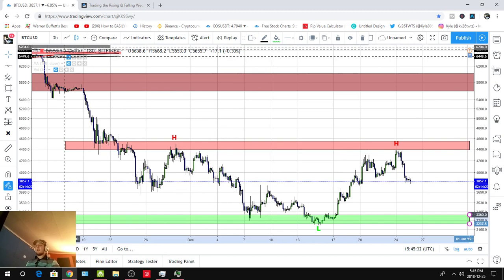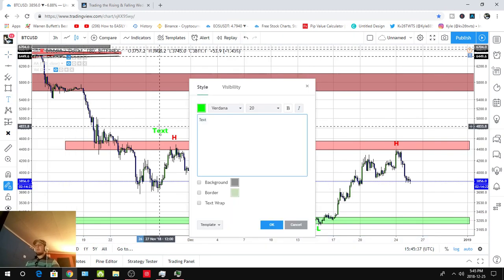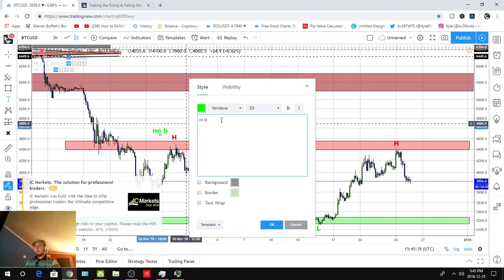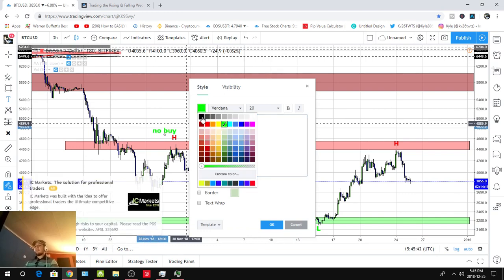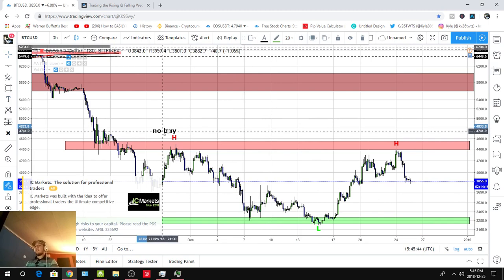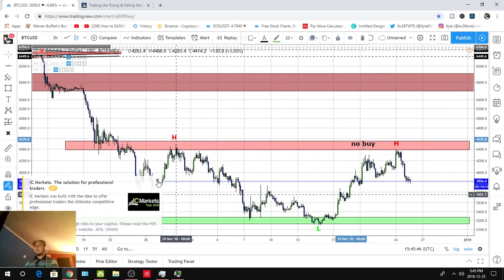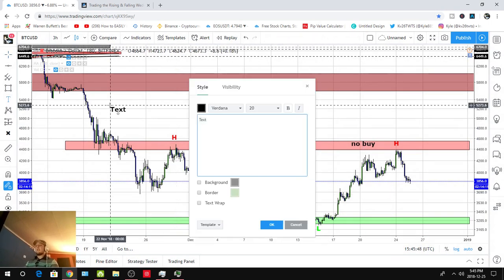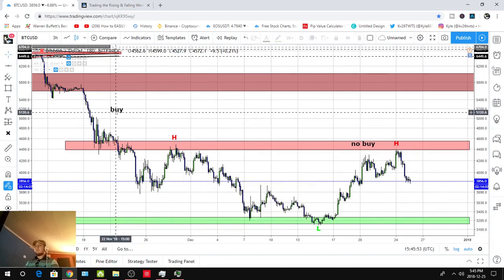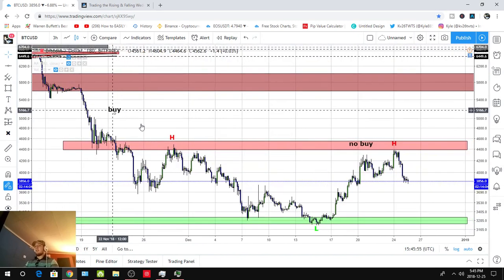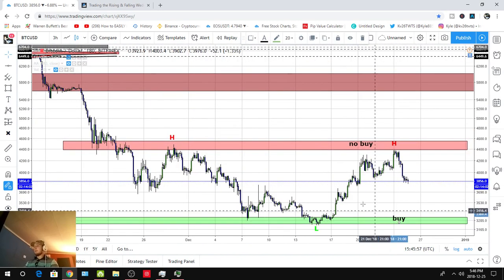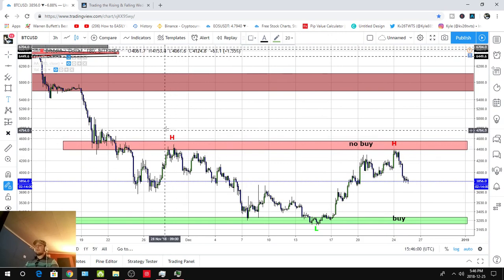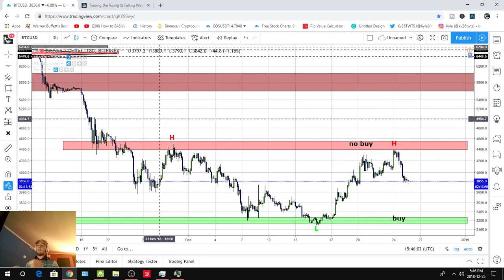Red means no go, bad deal, not allowed buying, correct? Red means no buying, and green means buying possibility, guys, possibility. Let's see how the market reacts, correct? Okay, and of course the red, I'm not going to write it down, but you guys do know the red is resistance and the green is support, correct?